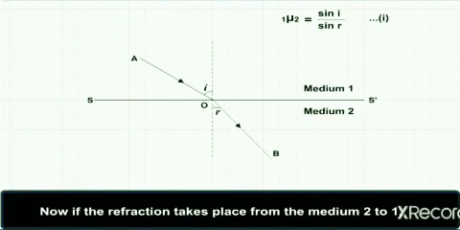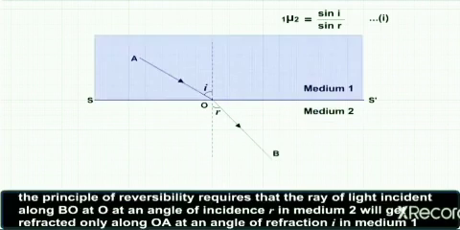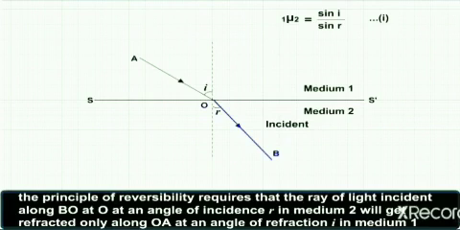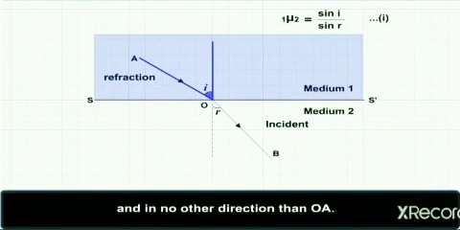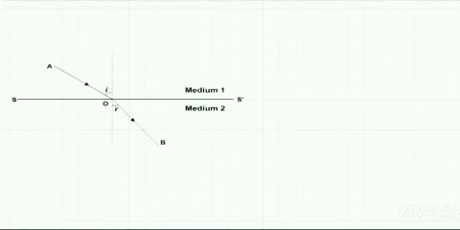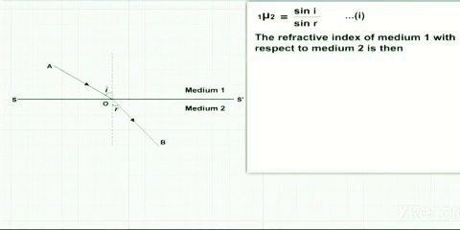Now, if the refraction takes place from medium 2 to 1, the principle of reversibility requires that the ray of light incident along BO at O at an angle of incidence r in medium 2 will get refracted only along OA at an angle of refraction i in medium 1, and in no other direction than OA. The refractive index of medium 1 with respect to medium 2 is then equal to sine r upon sine i.